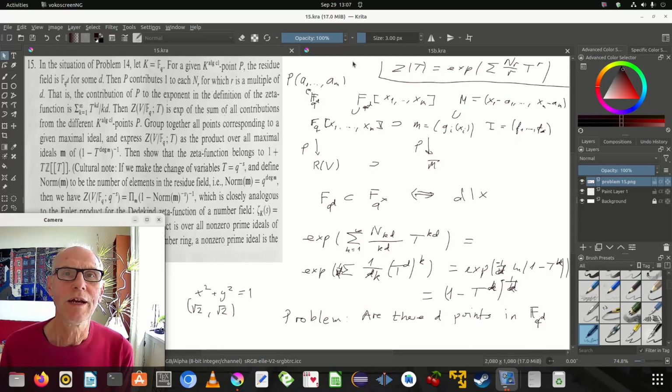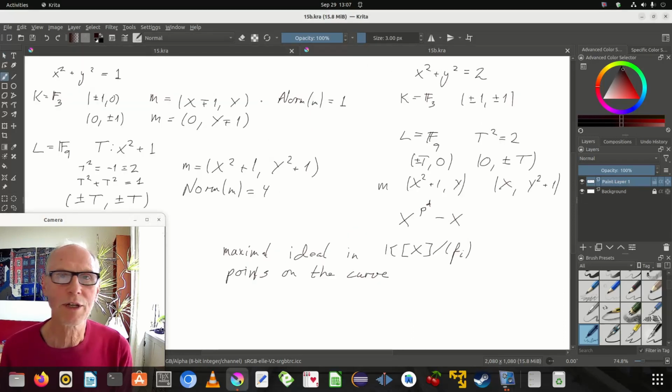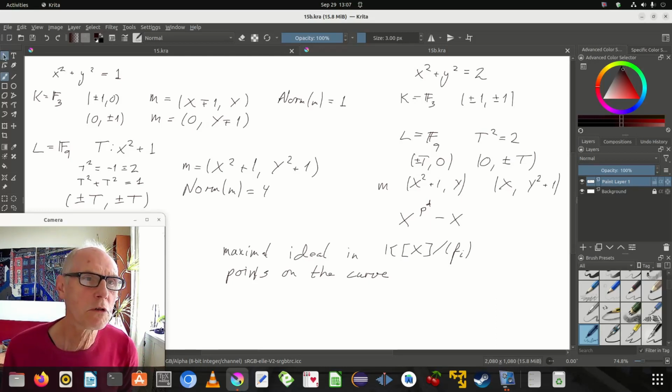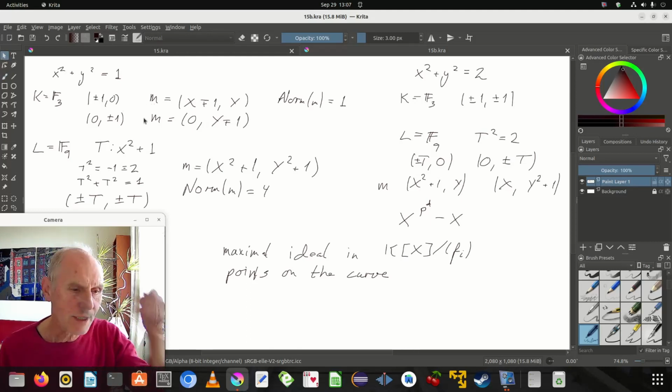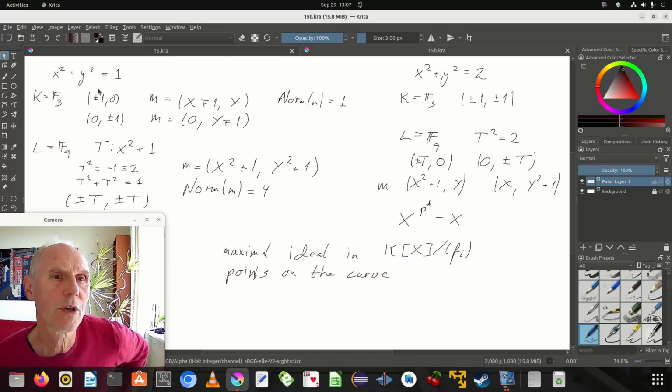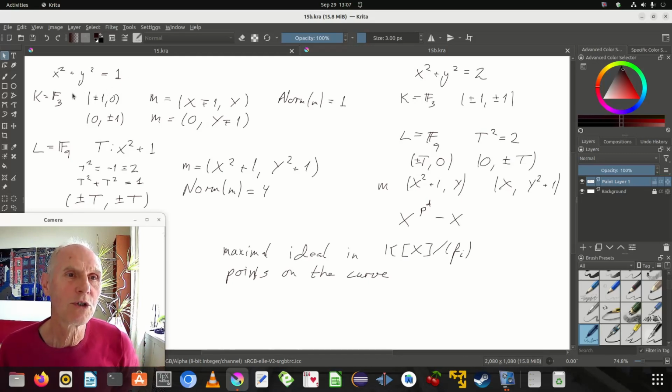And then I made some examples to try to understand the phenomena that are going on. I did this yesterday, but unfortunately there was no sound on the recording, so I'll just show what I did. First I looked at the unit circle over F3, which I've been using before. In F3 we have these 4 points, and the maximal ideals are given by this. Then we go to F3 squared.